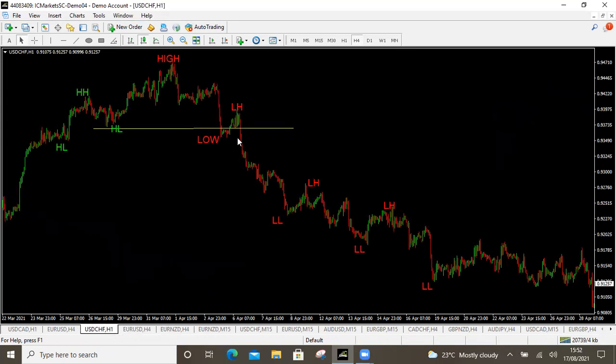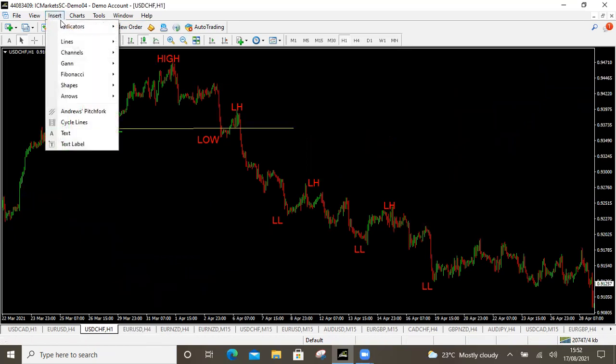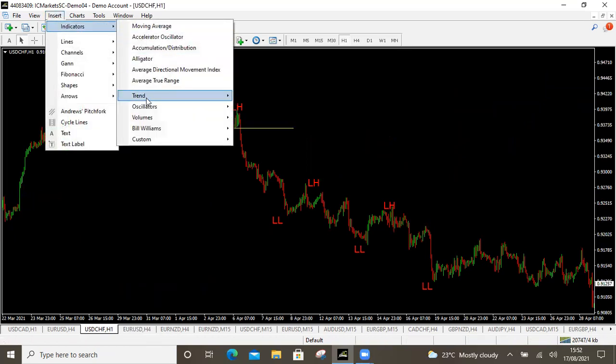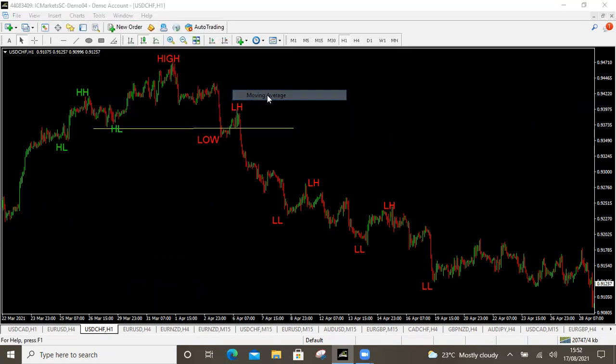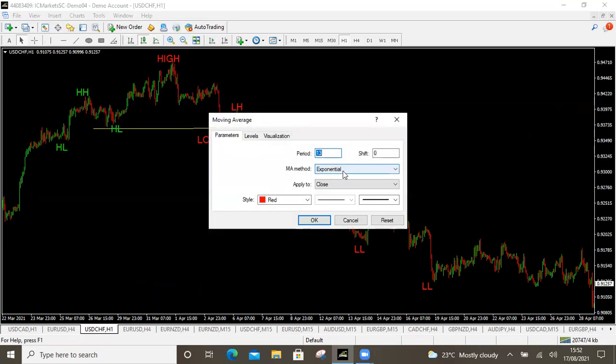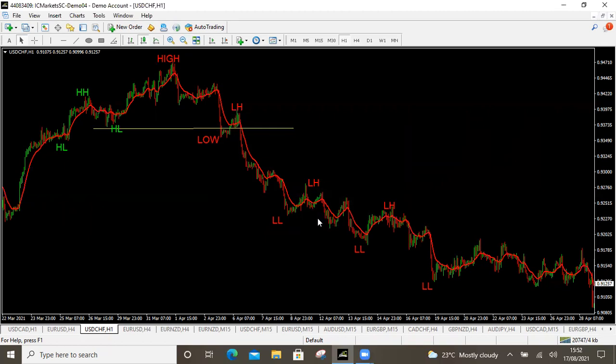On the selling cycle, again, you go to insert, indicators, trend, moving average. It's a 13, it's exponential, it's red, click OK. For the selling cycle, the market will be below ketchup. Again, the entries will be when the candlestick closes below ketchup, or the 13 EMA. Once it does that, now you're free to take a sell trade.